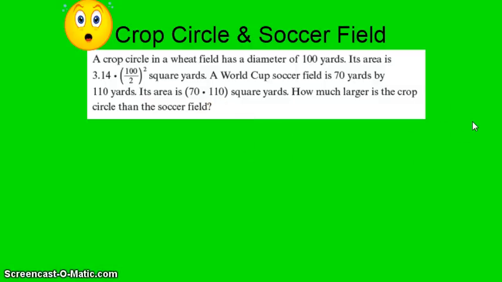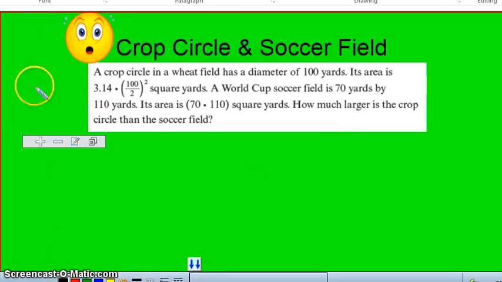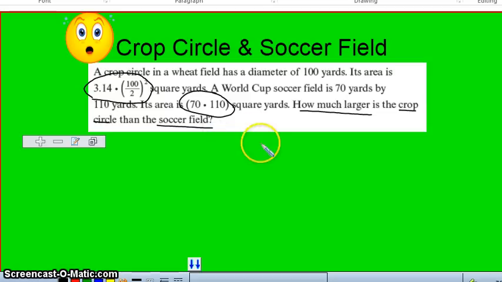Okay, so what we have here is two expressions. We have an expression for the area of the crop circle. That's this thing right here. So that's the expression for the area of our crop circle. And then we have an expression for the area of our soccer field. That's this thing right here. Now the question is, how much larger is the crop circle than the soccer field? Okay, so let's say C stands for crop circle, S stands for soccer field. And we know the crop circle is larger because it says how much larger is the crop circle.